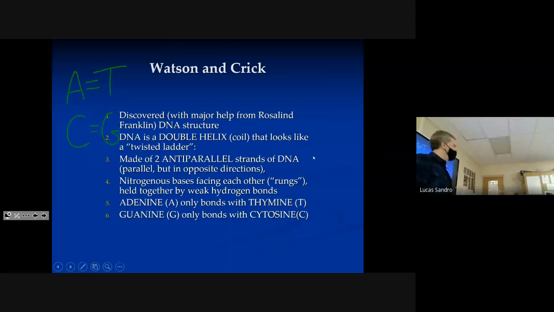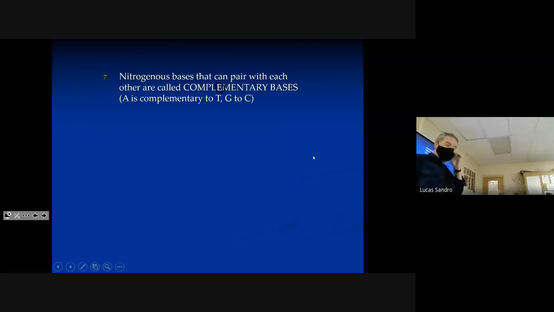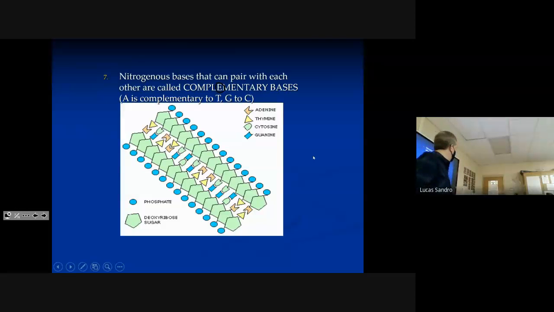So we use a word for the way those bases fit together. That word is complementary. We call them complementary base pairs, as in A is complementary to T and G is complementary to C.